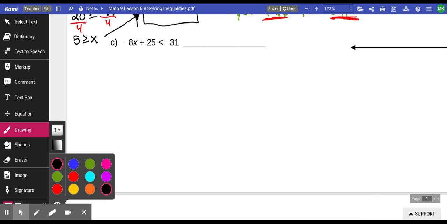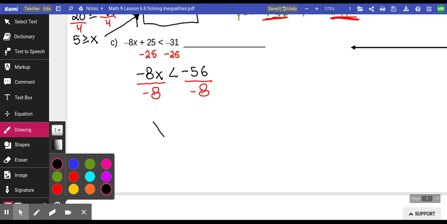Awesome. We're going to try another example. So if you're looking at this one right here, I want to get x by itself. I'm going to move the 25 first because it's further away from the x. So I'm going to subtract 25 from both sides. After I do something, I rewrite my work. So on the left side, I have negative 8x still. It's less than. Negative 31 minus 25 is going to be negative 56. So I move the 25, I reorganize my work, and now I'm going to divide by negative 8.